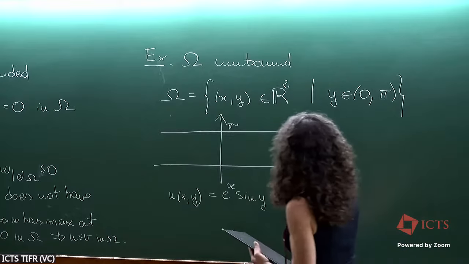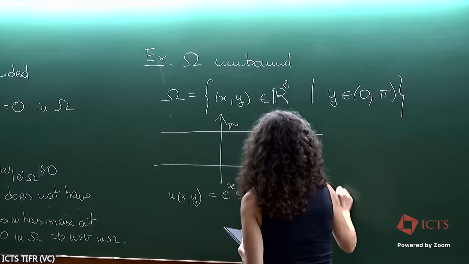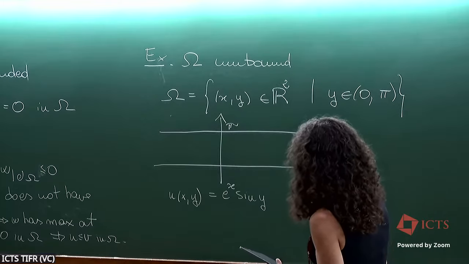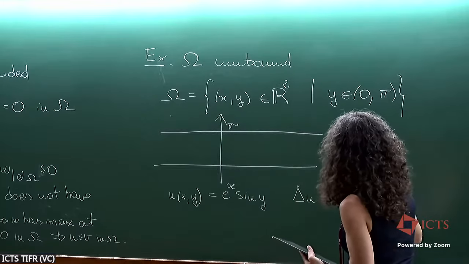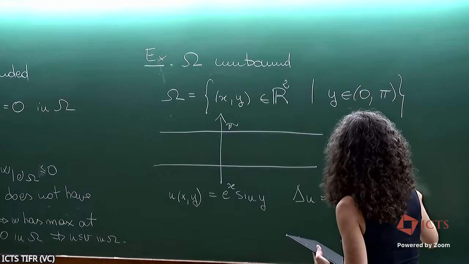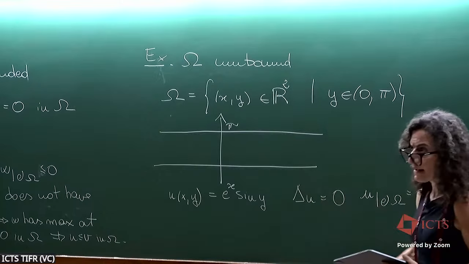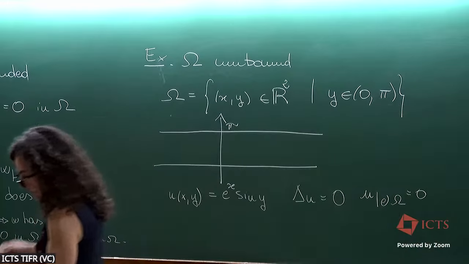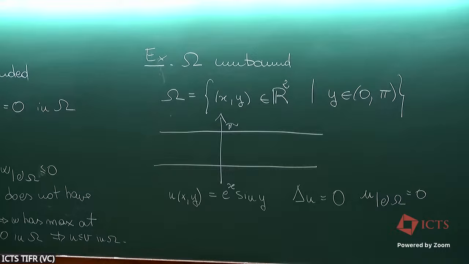And u is 0 at the boundary. But clearly there is no maximum. It goes to infinity. Okay, this is just to talk a little bit about the boundary case.